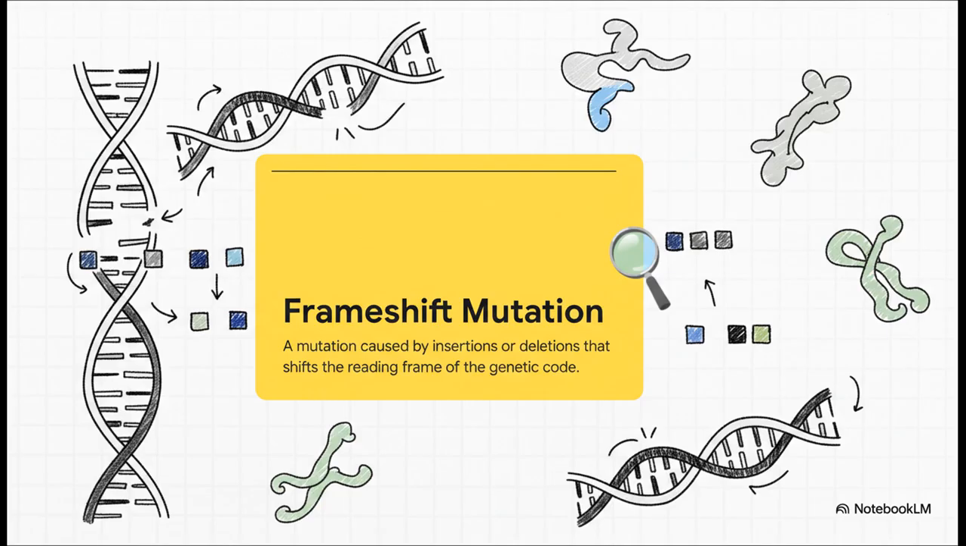And this is the huge consequence. Because the cell reads the DNA code in groups of 3, like 3-letter words, an insertion or a deletion causes something called a frame shift. It's like adding a random letter into the middle of a sentence. It just shifts every single word after it, turning the rest of the message into complete nonsense, and that is often catastrophic for the protein.